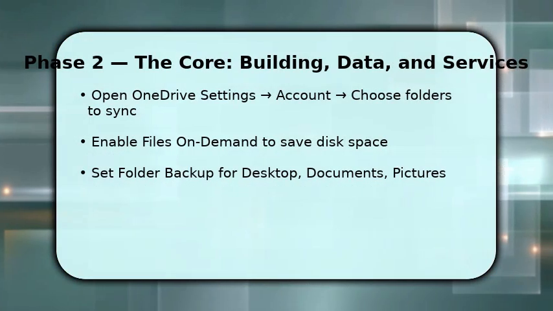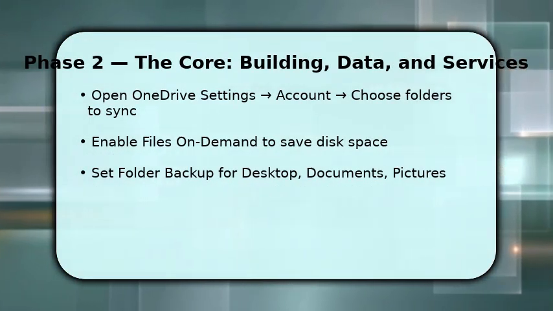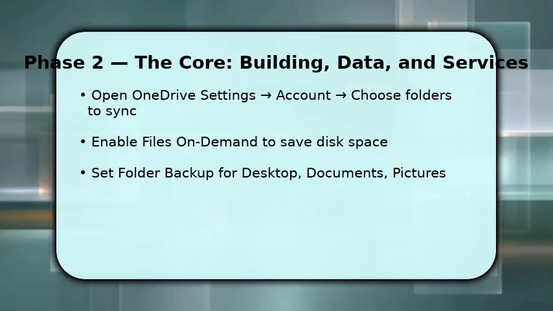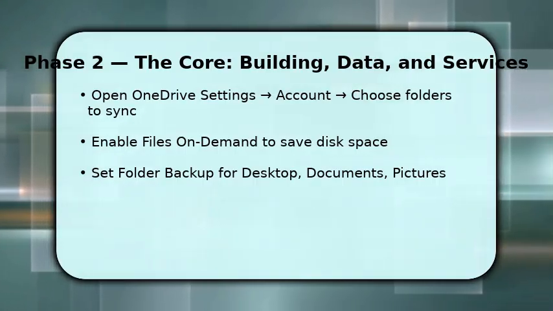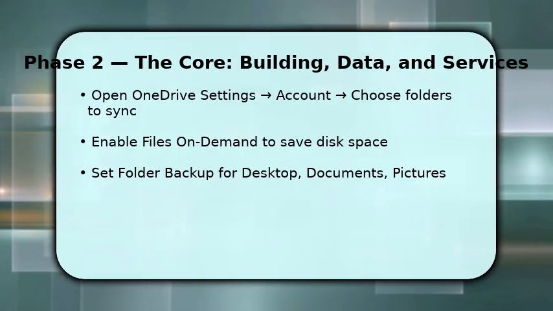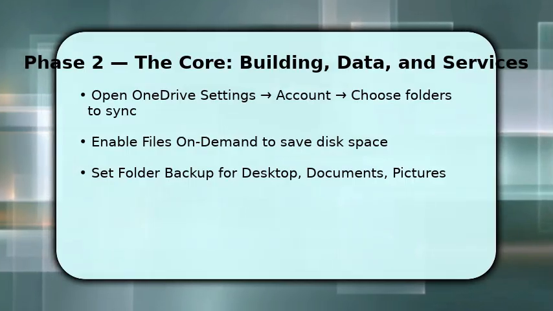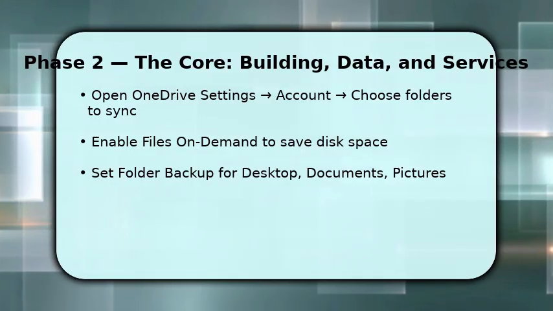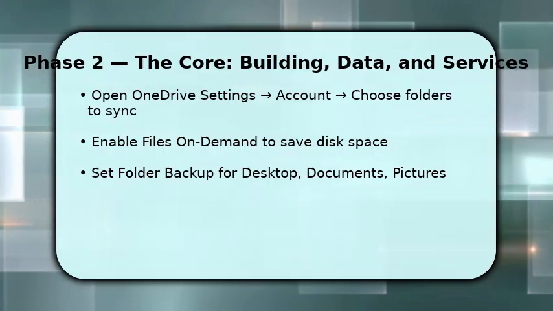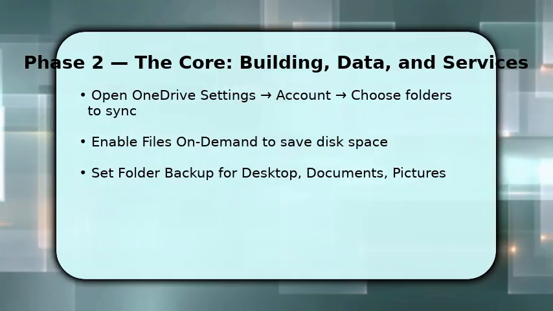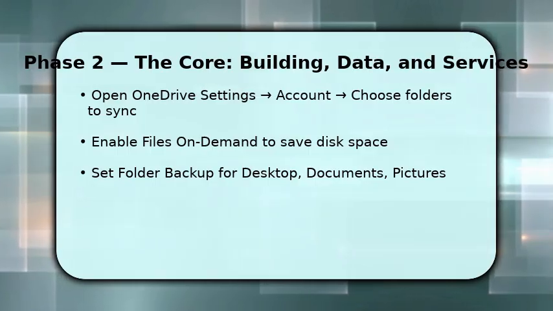You now configure how OneDrive mirrors files. Open OneDrive settings, go to Account, and click Choose Folders to control what syncs locally. Turn on Files on Demand so placeholders save disk space while keeping files accessible. Then enable Folder Backup to automatically protect desktop, documents, and pictures. This keeps your files safe without manual copying.